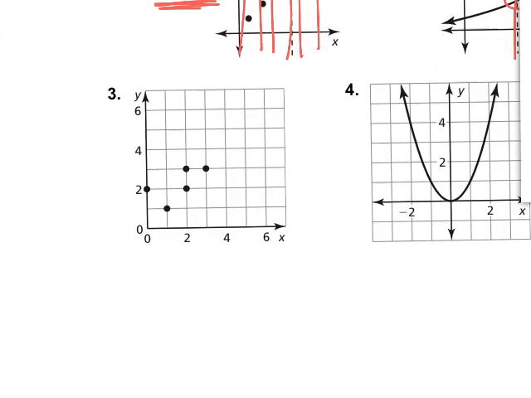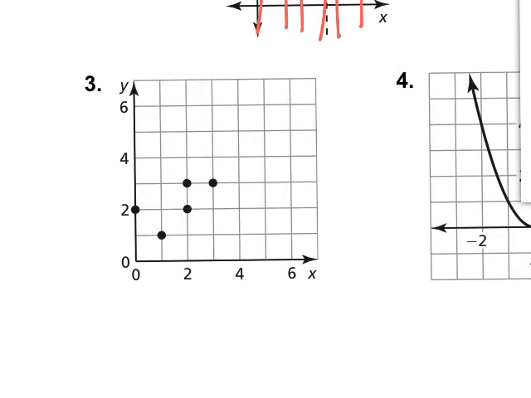So let's look at 3. We have a vertical line that hits 1 point, a vertical line that hits 1 point, a vertical line that hits 2 points. When my vertical line hits 2 points, what is that? Not a function, because my vertical line hit 2 points.